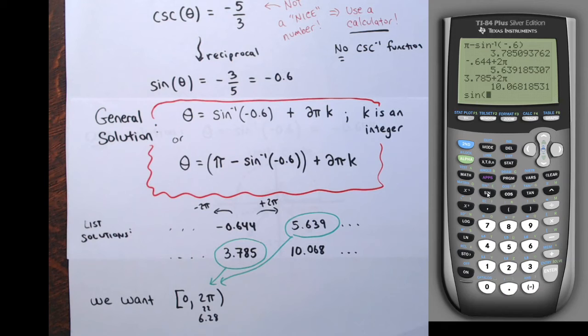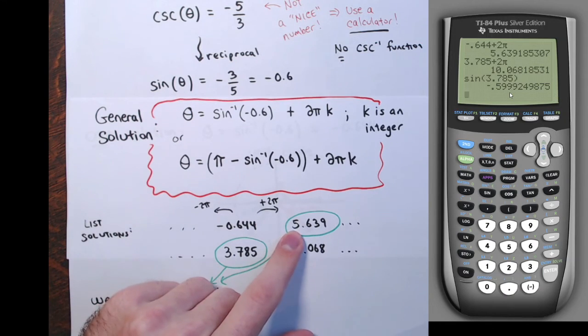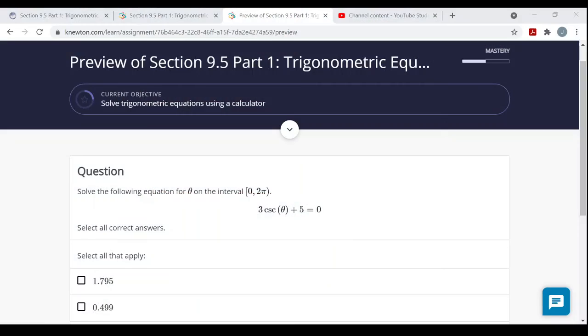So let's see. What's the sine of 3.785 radians? And hopefully it's around. Yeah, see, that's basically negative 0.6. Negative 0.59999, right? Then how about 5.639? What's the sine of 5.639 radians? And look, negative 0.60, that's negative 0.6, right? Again, this was a rounded value, so the answer is going to be a little off, but it's basically negative 0.6. So these are good solutions, rounded to 3 decimal places.